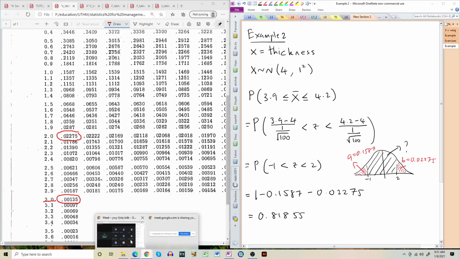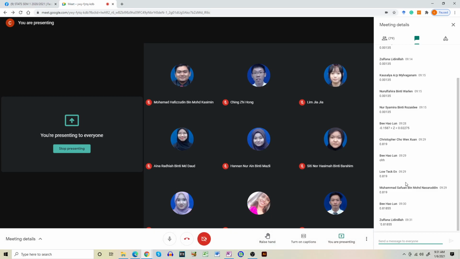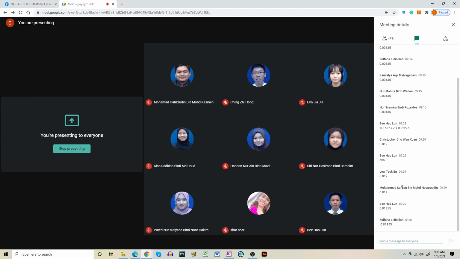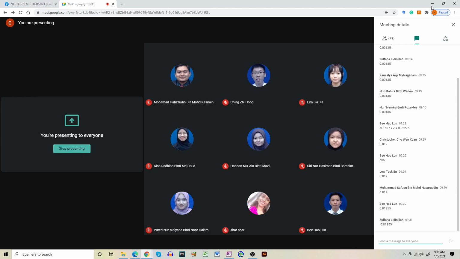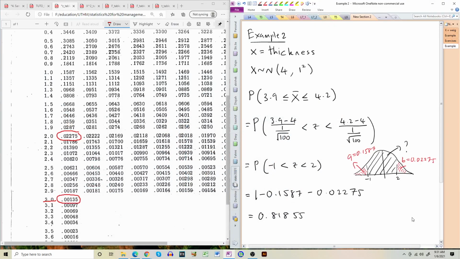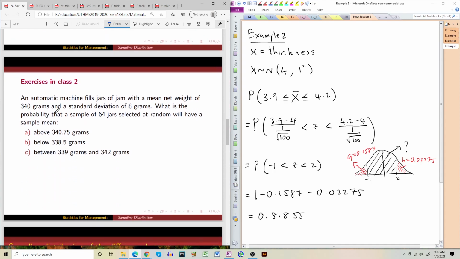Many of you, I see you get this. Yeah, good. 0.819 is also acceptable. All right, some of you are doing good. Those who cannot do it can copy this first. Those who have done it, please try the exercise in class 2.